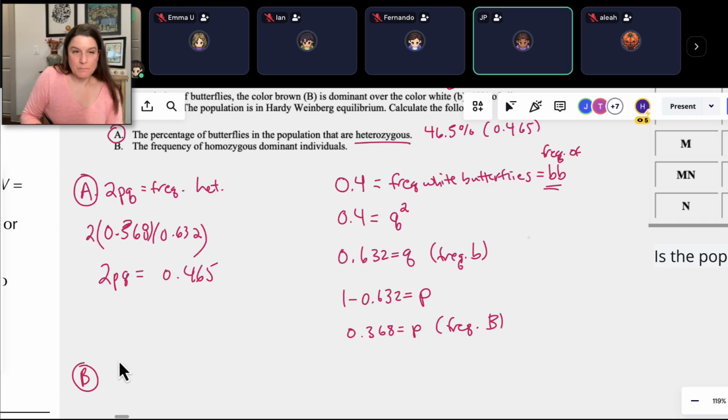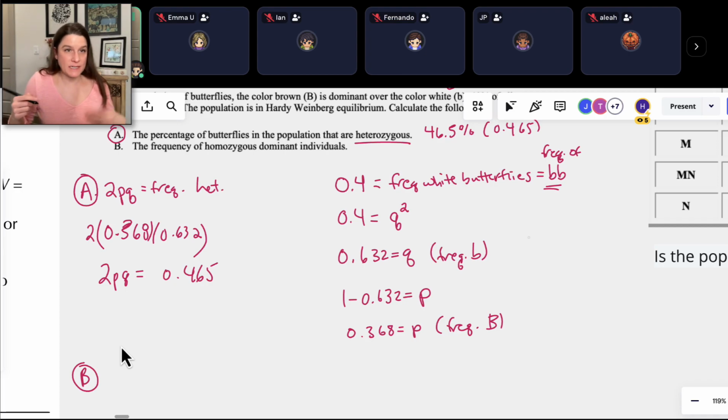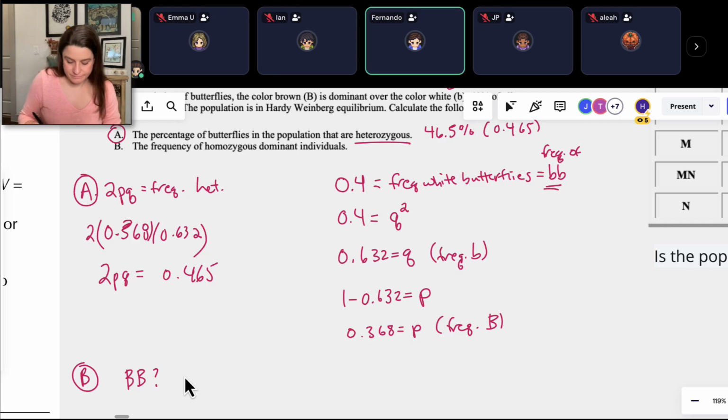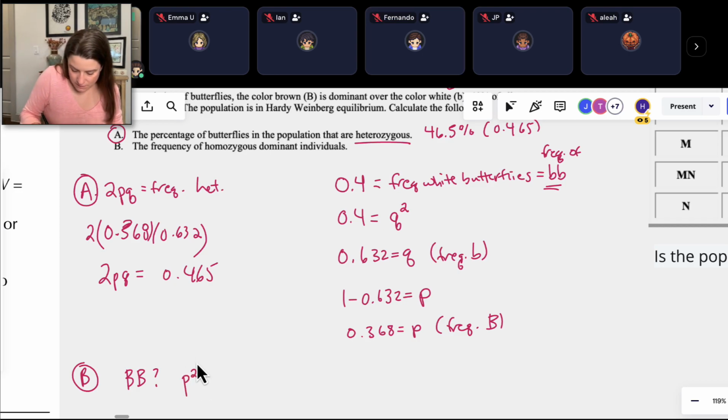Big B, big B. That's what homozygous dominant means, right? Homo meaning same allele twice, and the dominant allele. Yep. So big B is what they're looking for. Recessive allele, P squared. Yeah. So we want P squared.